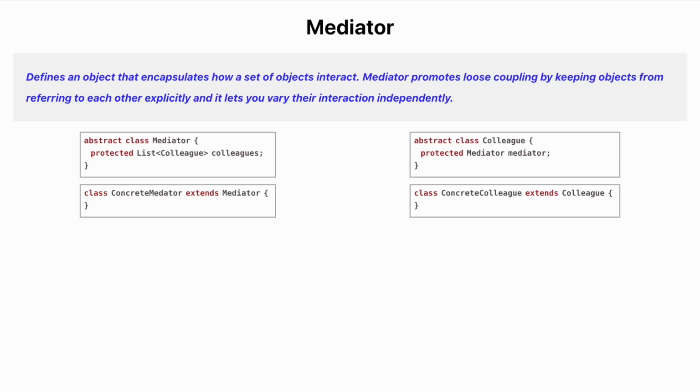Mediator defines an object that encapsulates how a set of objects interact. Mediator promotes loose coupling by keeping objects from referring to each other explicitly, and it lets you vary their interaction independently. Here, concrete colleague has the reference to the mediator and mediator has the reference to the colleague. Whenever a colleague wants to communicate with another colleague, it will not communicate directly as it will produce tight coupling. Instead, colleague object will send request to the mediator and mediator will pass the request to another colleague.